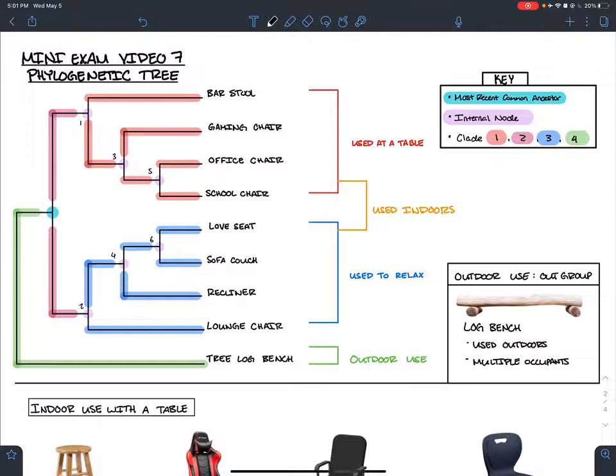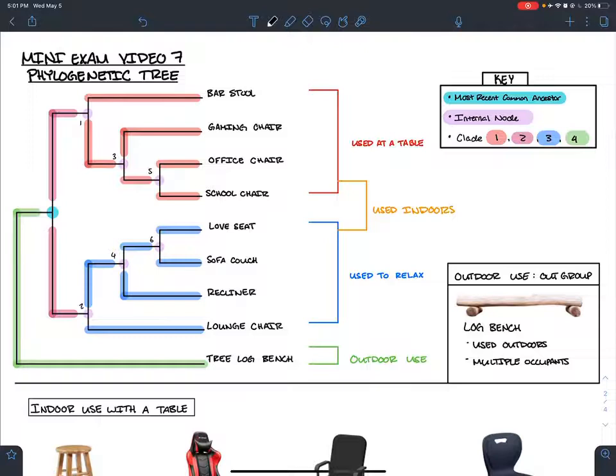The first 2 clades originate at the most recent common ancestor for all the chairs, which is highlighted on the tree in turquoise. The 2 clades are separated based on the surroundings the chairs are used in, indoors in red and outdoors in green. The green clade includes the outgroup species. The tree bench underwent anagenesis originating from the most recent common ancestor for all the chairs seen in the tree.